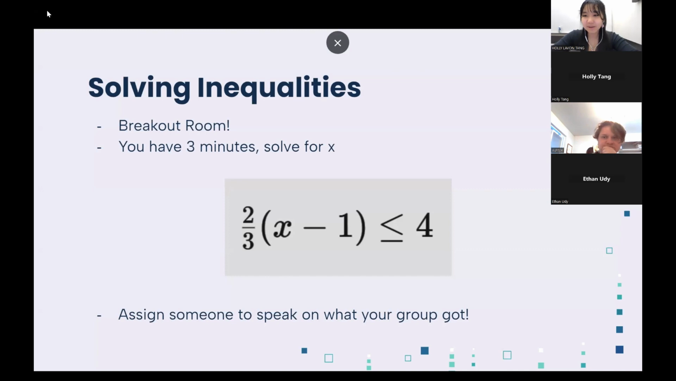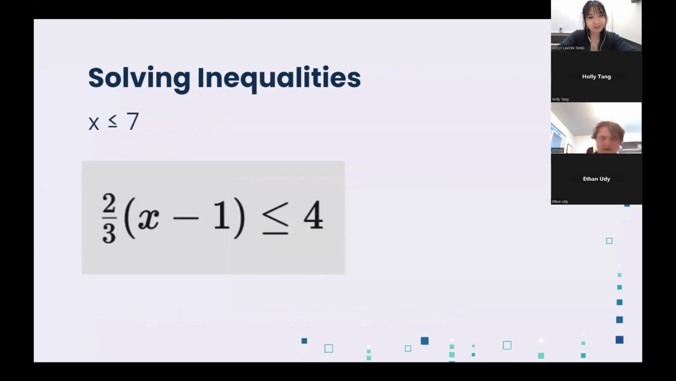All right, welcome back. What'd you guys get? I got x is less than or equal to 6 over 7. I don't know if that's right because he got something different. What'd you get, Ashton? I got x is less than 5. Let's see. Oh, I dropped the equal sign.